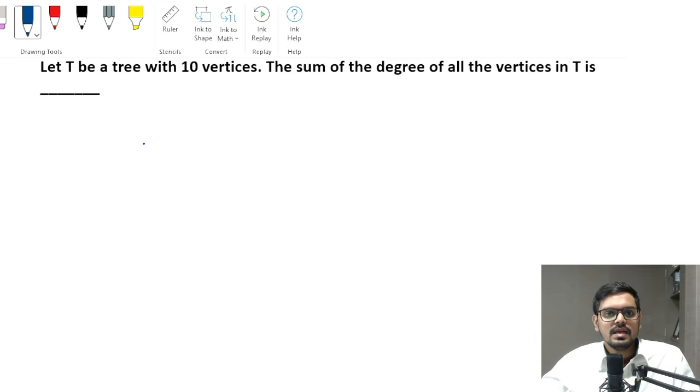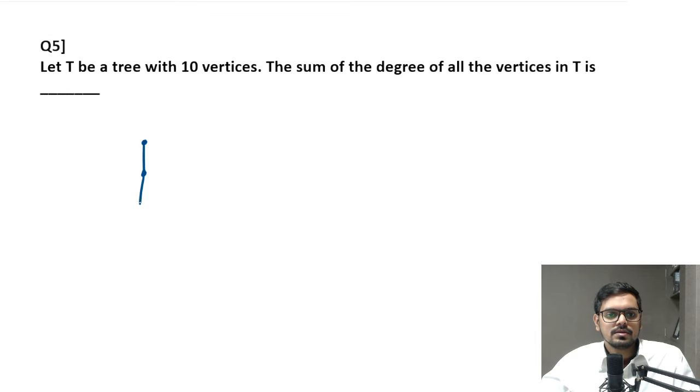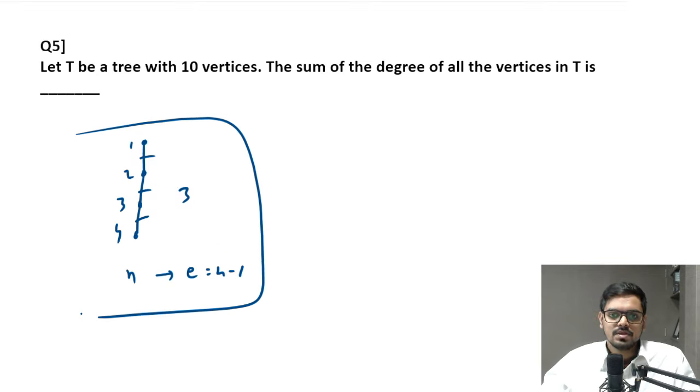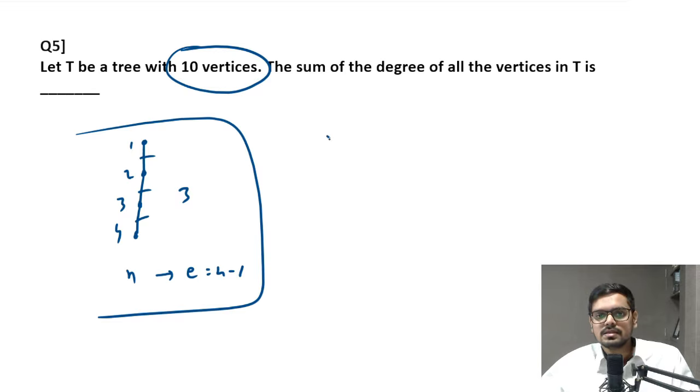Tried? So when I say tree, tree means like this, a chain. If I have 4 vertices, the number of edges is 3. So if I have n vertices, then the number of edges is n minus 1. Already we have seen this kind of question earlier. Now they are saying we have a tree with 10 vertices, n is equal to 10. The sum of the degree is what?